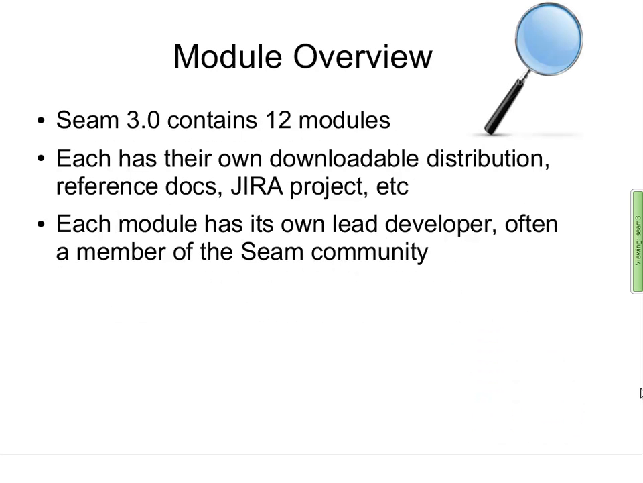So in SEAM 3, we currently have 12 modules that are released, and there's a whole bunch more on the way. Each module is treated as its own self-contained project and has its own distribution download, its own documentation, Jira project, and its own subpage on seamframework.org. Also, each module has a different module lead, and that person is responsible for deciding which features go into a module and when the module is released. For many of our modules, the lead is a member of the SEAM community and not actually a Red Hat employee. So SEAM really is an open source project in the truest sense.